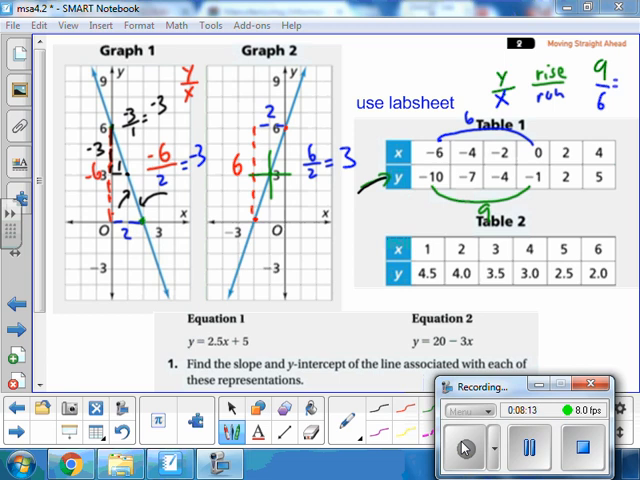My ratio, 9 over 6, but it's also my slope. And I can reduce that. So 9 over 6 can be 3 over 2. And that's my slope. It's 3 halves, or 3 over 2.